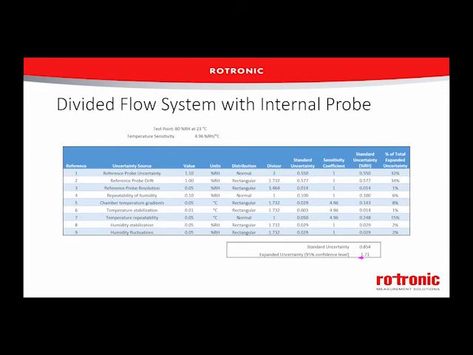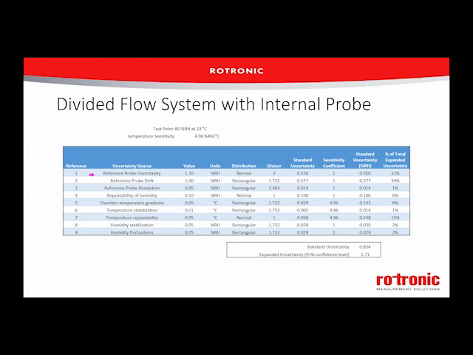If we take this exact same setup, but we don't use the chilled mirror for our reference, we end up with a slightly different uncertainty. Our contributors are now different. We're now looking at the reference probe itself. In this case, we've got an uncertainty for that of 1.1%.